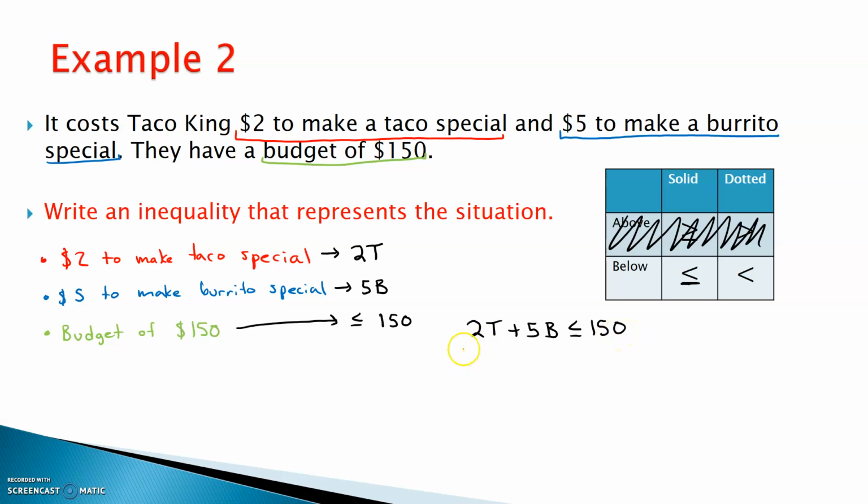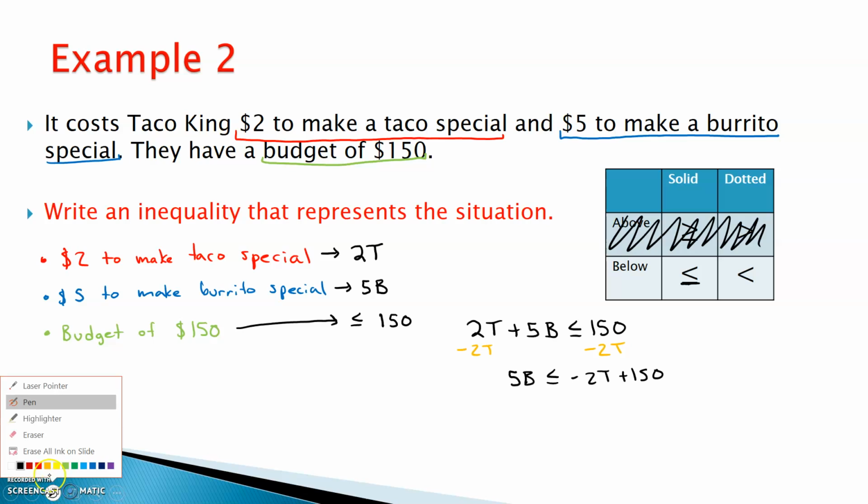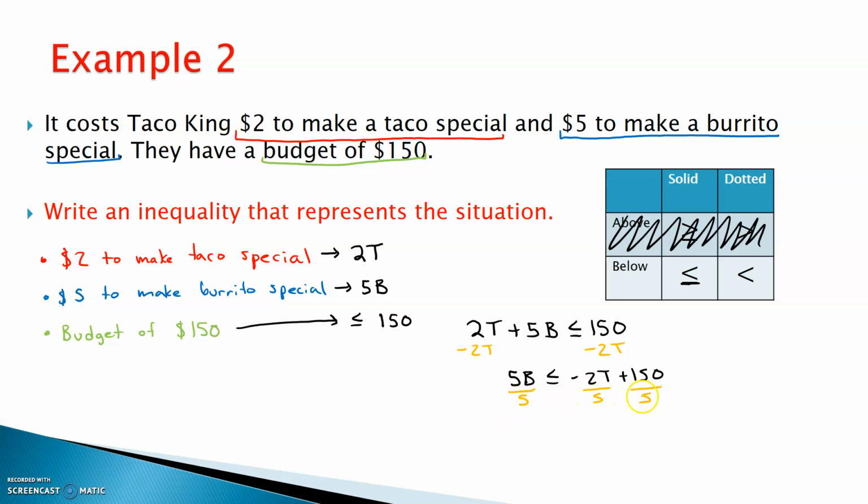Let's get rid of this 2t by subtracting 2t from both sides. Let me drop down: 5b is less than or equal to negative 2t plus the $150 there. Now how do I get rid of that 5? I'm going to divide everything by 5. Please don't forget, guys, I want to make sure nobody misses this tomorrow: whenever you divide by a negative, you flip the inequality sign. This yellow 5, because it's positive, I'm going to keep that symbol the same. If it was a negative 5, though, I would actually have to flip it.